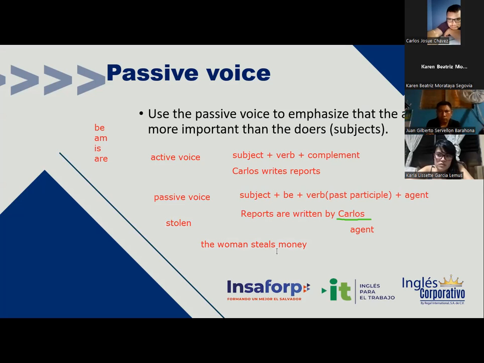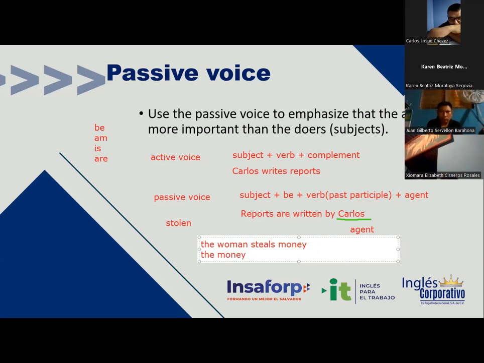Ahora bien, esta oración, como les mencionaba, está en active voice. Ahora bien, ¿cómo transformarla en passive voice? Teniendo en cuenta que lo que se enmarca más acá, lo que se enfatiza, es la acción. ¿Ok? Ahora bien, acá yo puedo poner money. All right, listen up. The money o simplemente money.